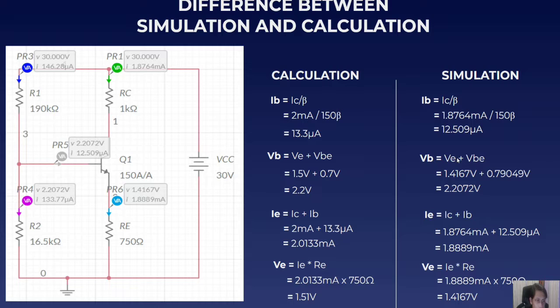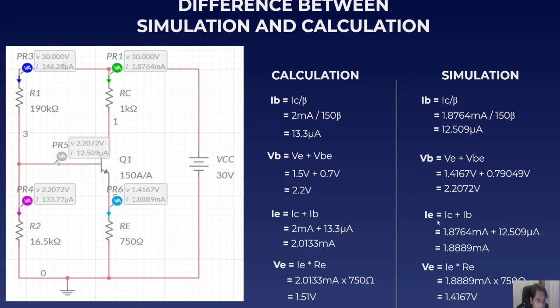For the calculation, the VB result is 2.2 volt. For the simulation, VB equals VE plus VBE. VE is 1.4167 volt plus VBE, which is 0.79049 volt, equal to 2.2072 volt. For the calculation, the IE result is 2.0133 milliampere.